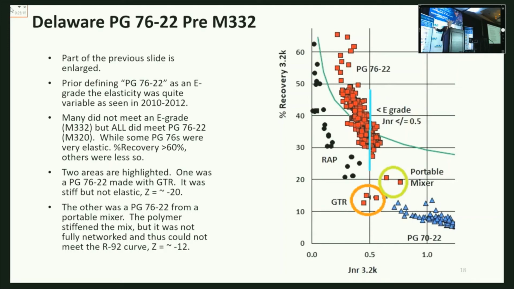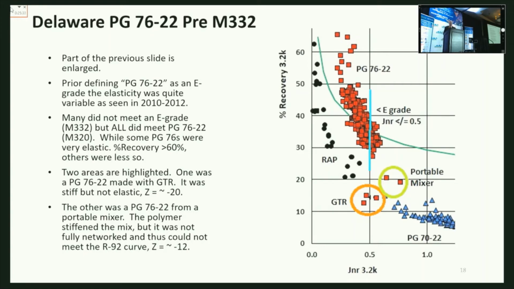So this is somewhere between an unmodified binder and a polymer modified binder. So this is a Z, what I write down, of about minus 12. It's about 12 points below the line. It has some polymer in it.